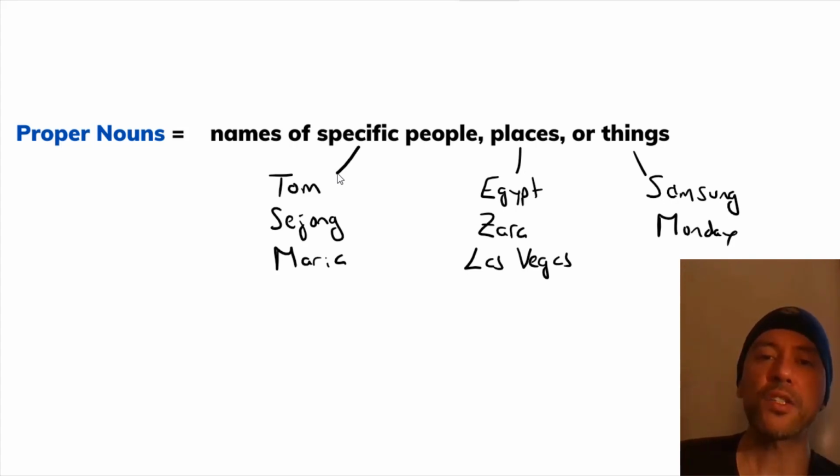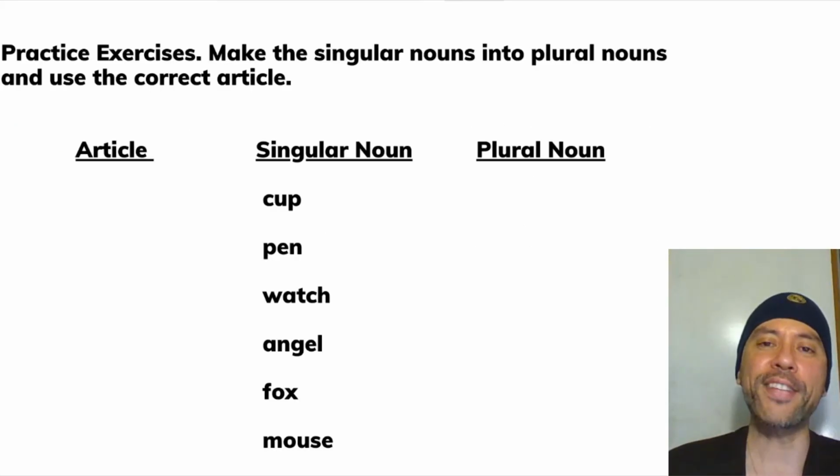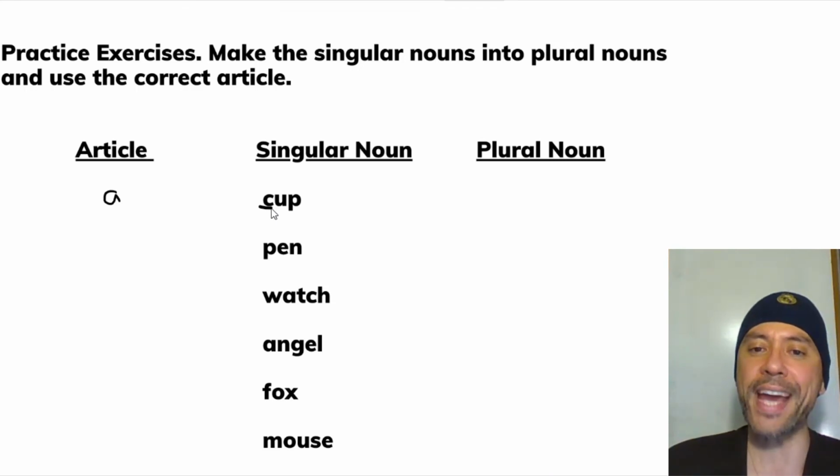Okay, let's now do some practice exercises and see how much we've learned. So make the singular nouns into plural nouns and use the correct article. Let's do the first one together. So the singular noun is cup. The article I'm going to use, we'll have to look at the first letter. First letter is C. That's a consonant, so I'm going to use a. So a cup. Now to make cup plural, all I'm going to do is add an S. So cup will become cups. Okay, go ahead and try the other ones by yourself. If you want, pause the video, and we'll be right back then and look at these together.